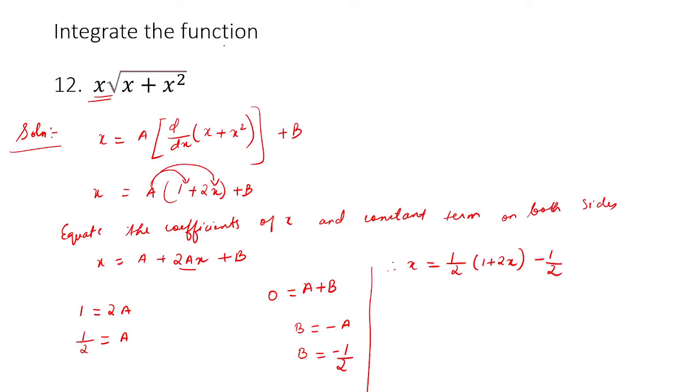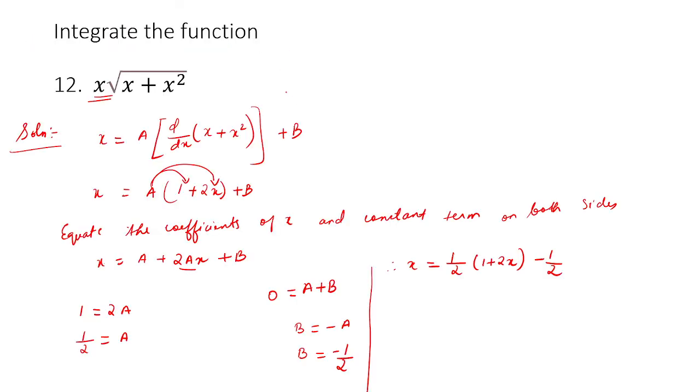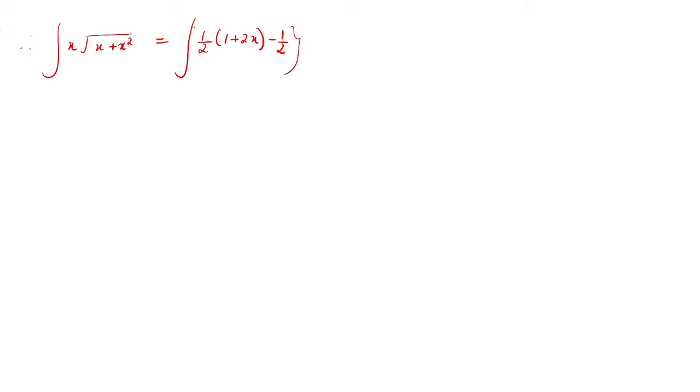Therefore, we are asked to integrate x over root of x plus x squared. Yes? So what is the value of x we found out? We found out that x is half of 1 plus 2x minus half. I think this is what we got. So just put a bracket over here. Remember this is x over root of x plus x squared.